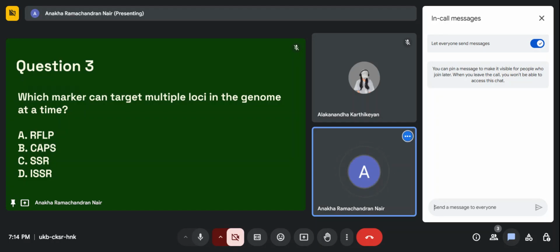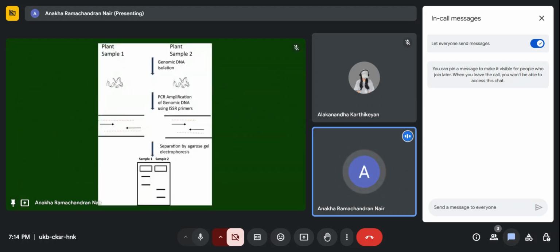Let's see what the answer is first. So, the answer in this case is ISSR, right? Since it is using one single primer, and the primer is dependent on the repeat sequence, that is AT or some sort of repeat, if it is AT in one direction, it will be TA in another direction, right? So the same primer can be used as a forward primer and a reverse primer, right?